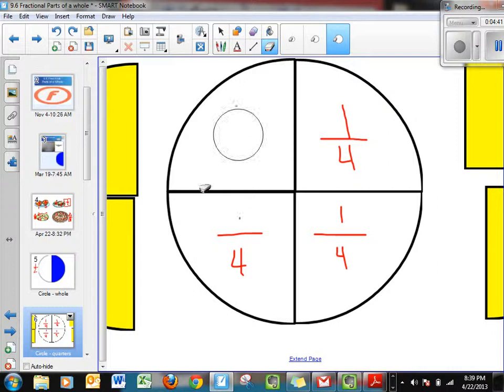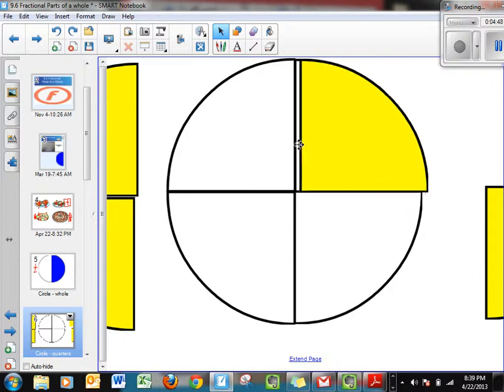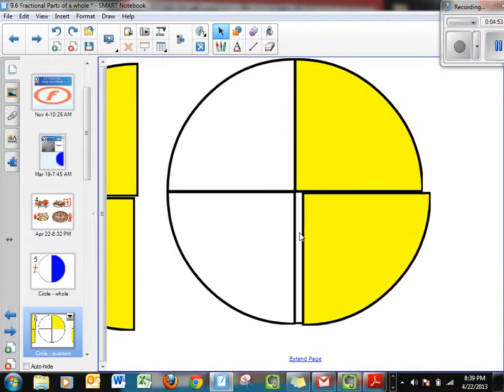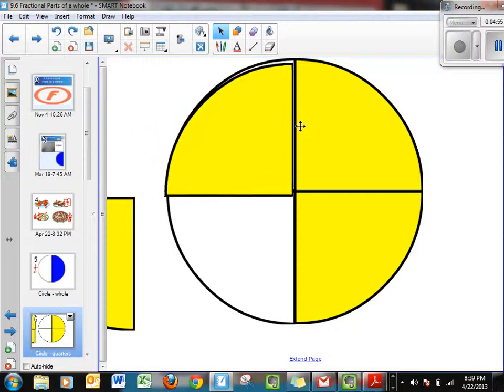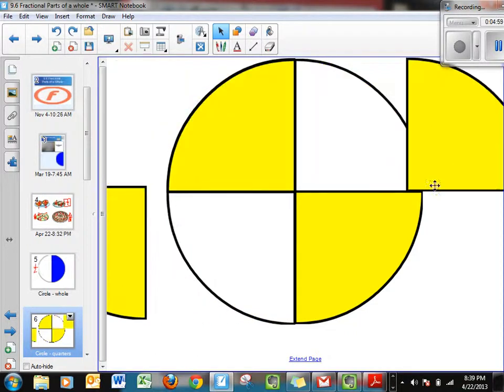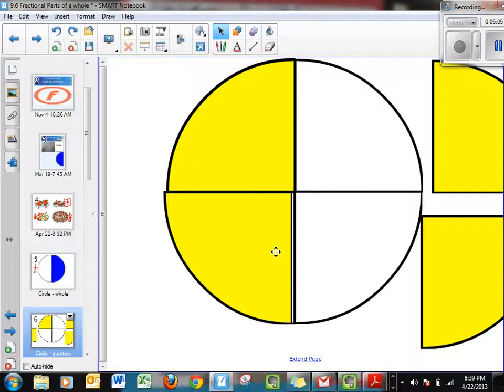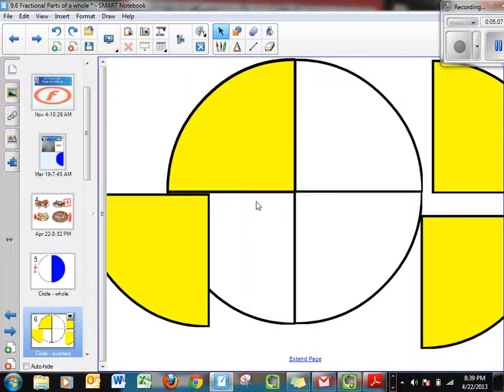Now you can see I can fill this shape in to show you that it is a total of 4 pieces. Here, this piece, think in your head, what is this piece worth? This piece is worth 1 out of 4. This piece is worth 1 out of 4, 1 out of 4, and 1 out of 4. So you can see here right now I've got one piece out of 4 colored in. Now I have 2 pieces out of 4 colored in.